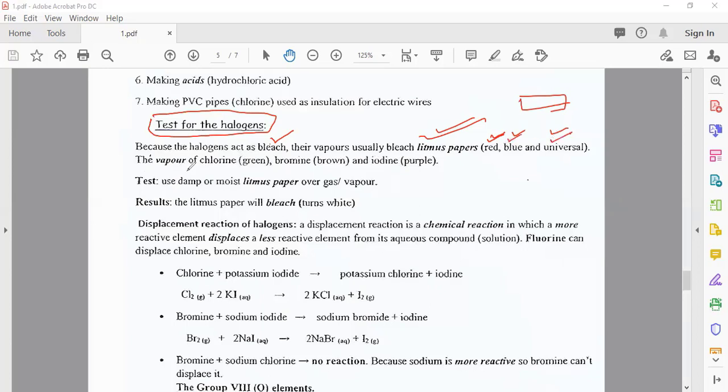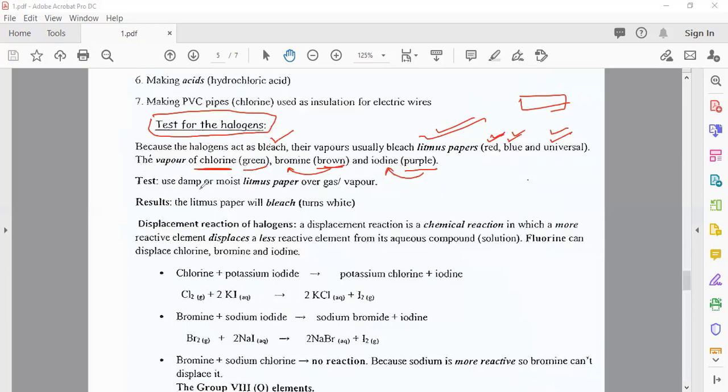Okay. Another thing, if you want to know from the vapors: if you see the vapors and they are green in color, it means they are from chlorine. And if the vapors are brown, it means they are vapors of bromine. And if they are purple in color, it means they are iodine. So if the vapors of halogens are coming out from any place, you can also check from their color.